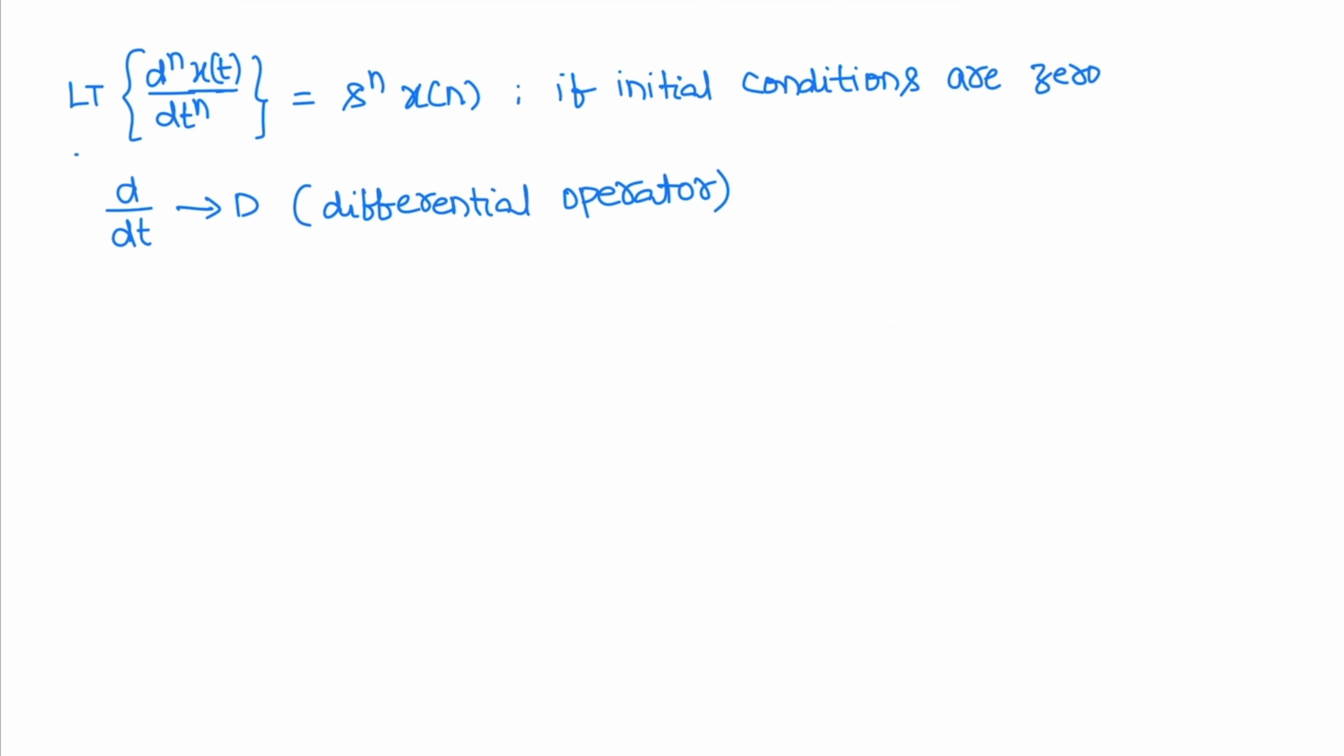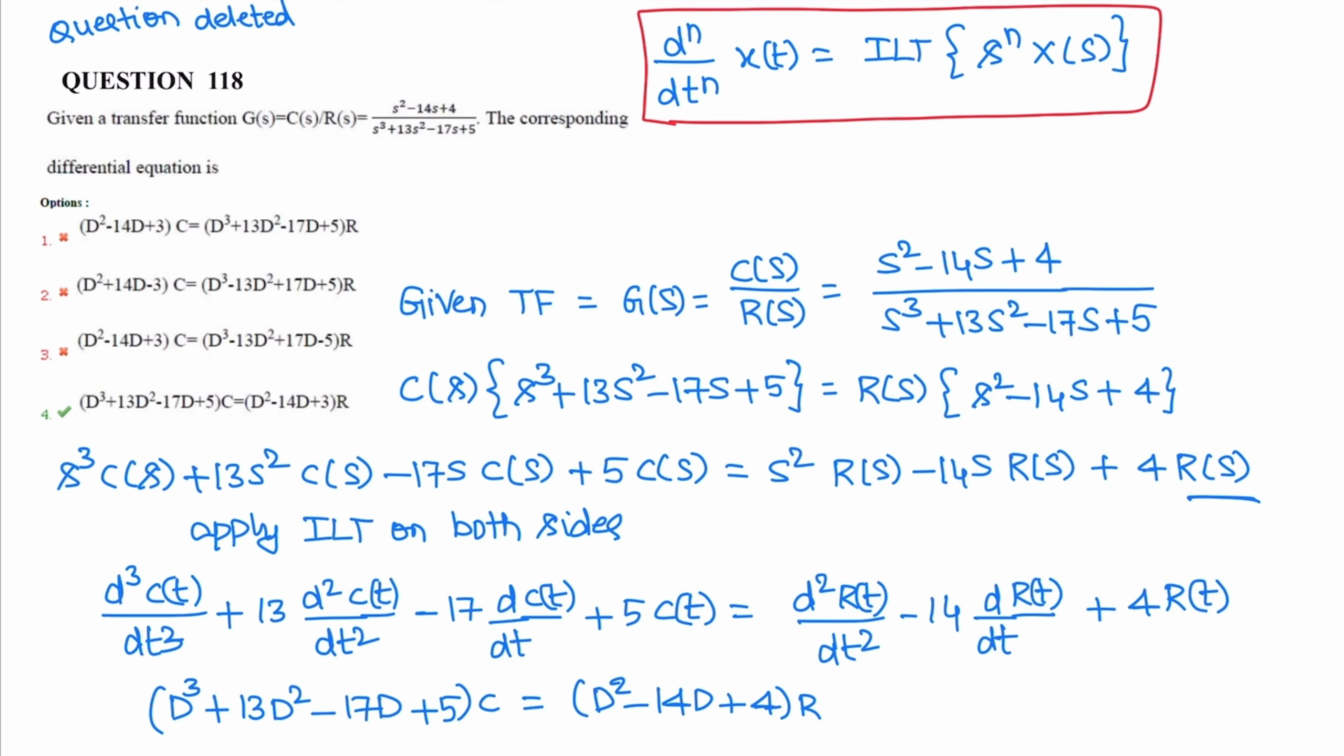And this d/dt can be represented as capital D, the differential operator. So that is (D³ + 13D² − 17D + 5) c = (D² − 14D + 4) r. So here the correct answer is none of the answers are correct and this question is deleted. In option 4, D² − 14D + 4, it should be not plus 3, it should be plus 4. Then option 4 would be correct. Here none of the options are correct and this question is deleted.